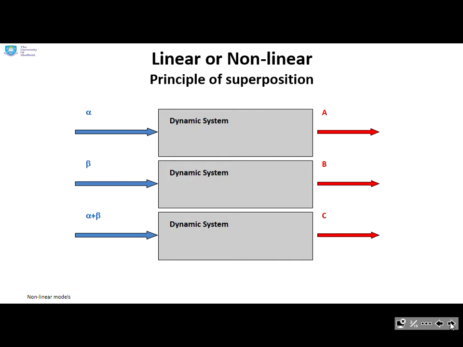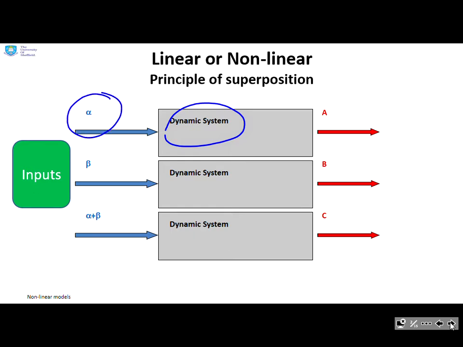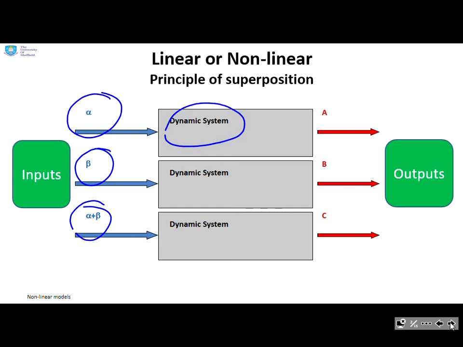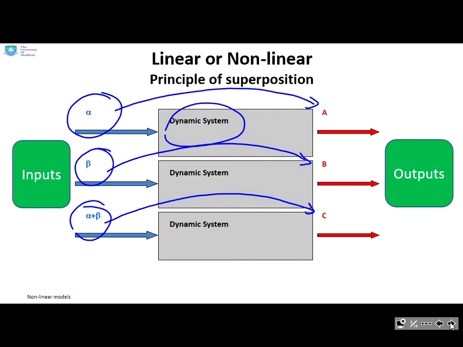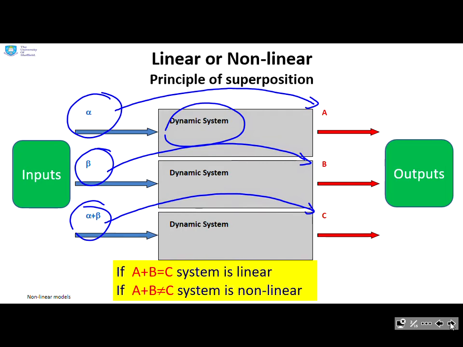So imagine we've got some dynamic system here. And what we're going to do is change the inputs to that system. We could try alpha, we could try beta, we could try alpha plus beta. And then we're going to look and see what happens to the outputs. So an input alpha gives an output A, an input beta gives an output B, and an input alpha plus beta gives an output C. Now, if A plus B equals C, the system is linear. And if A plus B is not equal to C, the system is nonlinear. So that's a nice simple definition you can use to check.